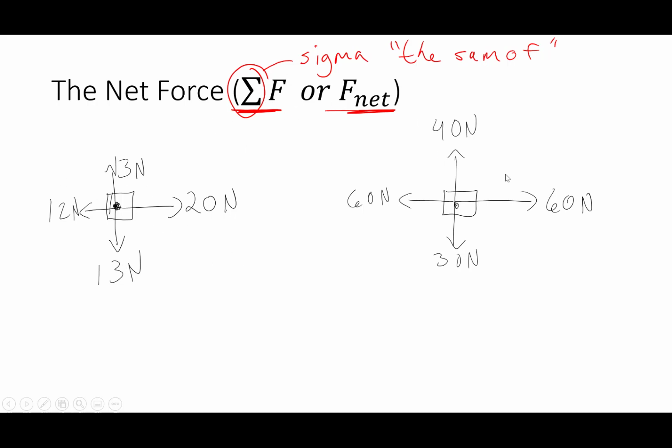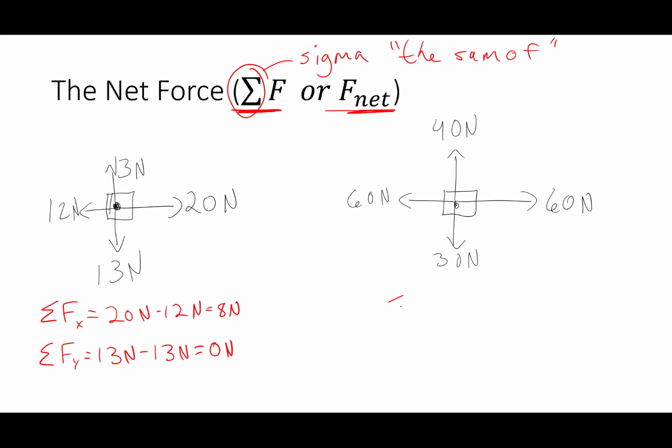They're kind of messily drawn, and find the sum of the forces in the x and the sum of the forces in the y direction. So here we have 20 newtons to the right, 12 newtons to the left. When we do sigma F in the x direction, it's just going to be 20 newtons minus 12 newtons equals 8 newtons. In the y direction, sigma Fy, it's going to be 13 newtons up, 13 newtons down, so minus 13 newtons equals 0 newtons. There's no net force in the vertical direction.